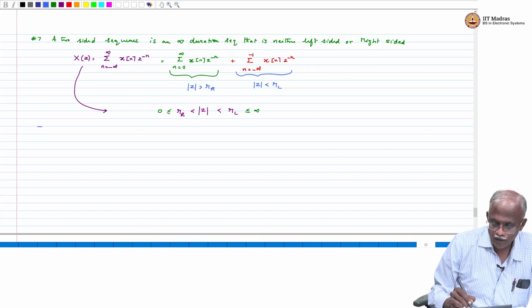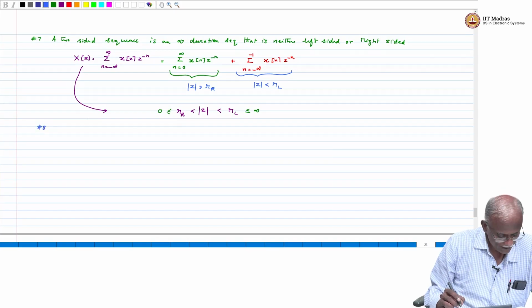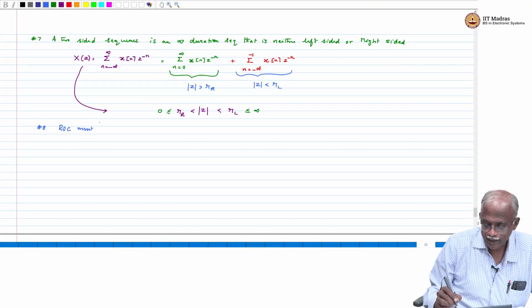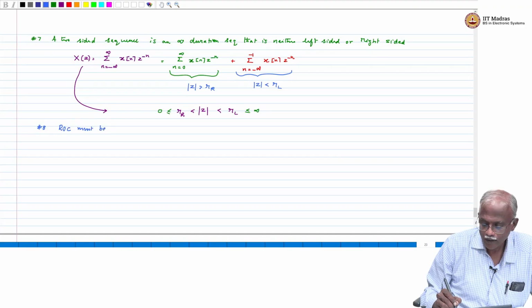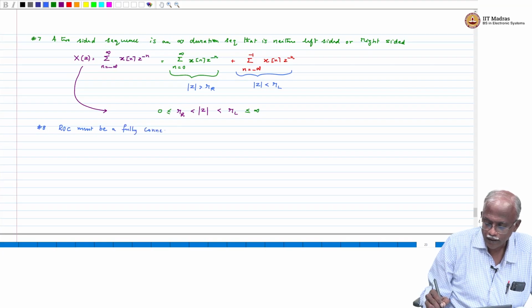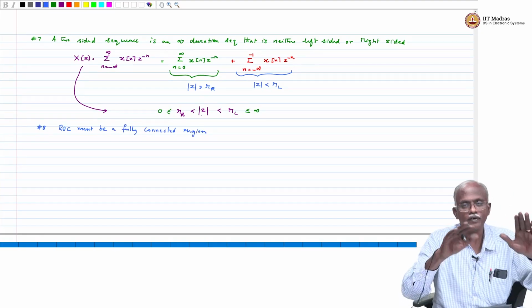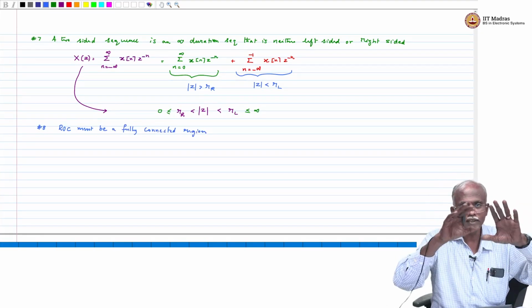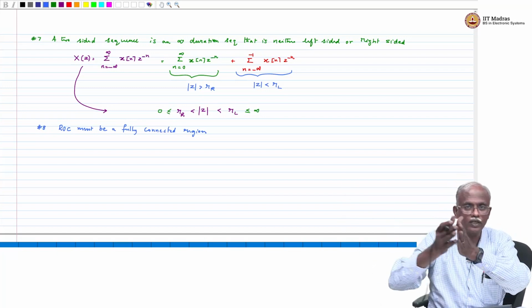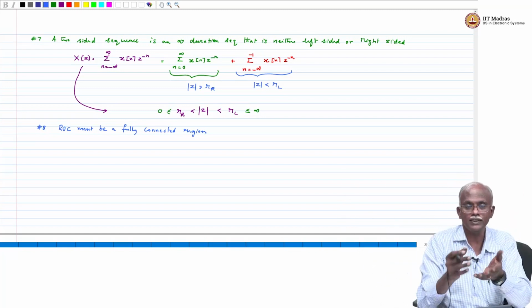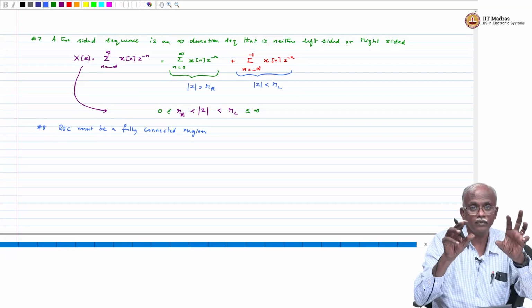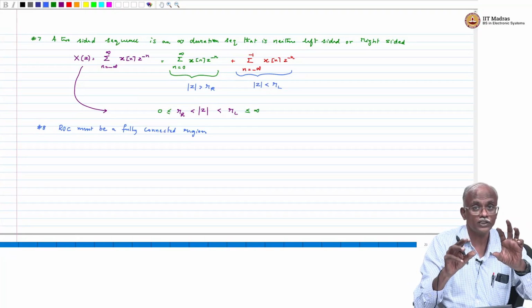Okay, the last one, which looks like an obvious statement but still should be stated: the ROC must be a fully connected region. Okay. So, there is no region of exclusion, right? Either it is to the right of a circle, to the left of a circle, or between two circles. There are no regions where the region of convergence is not valid.